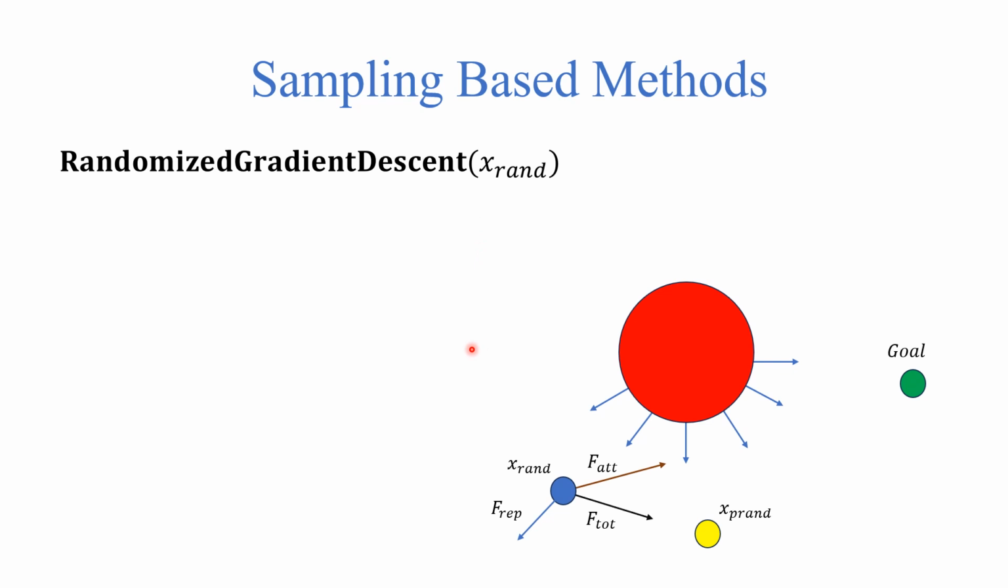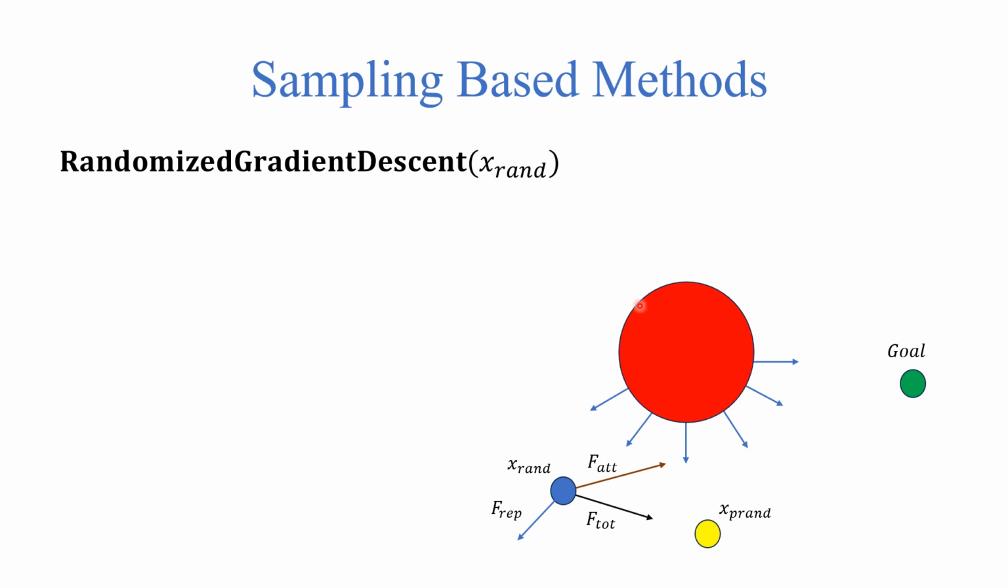And now we're going to discuss the randomized gradient descent function, which takes a random point xrand. The figure here will help us illustrate the idea. So assume that the random point that we just sampled is here, xrand, the node in blue. Assume that the goal is this one, the green node, and the red is the obstacle.